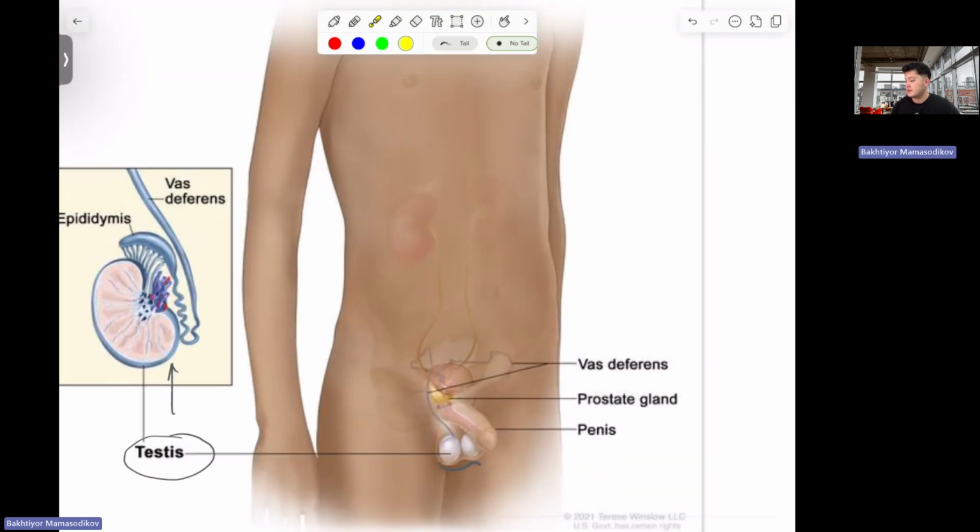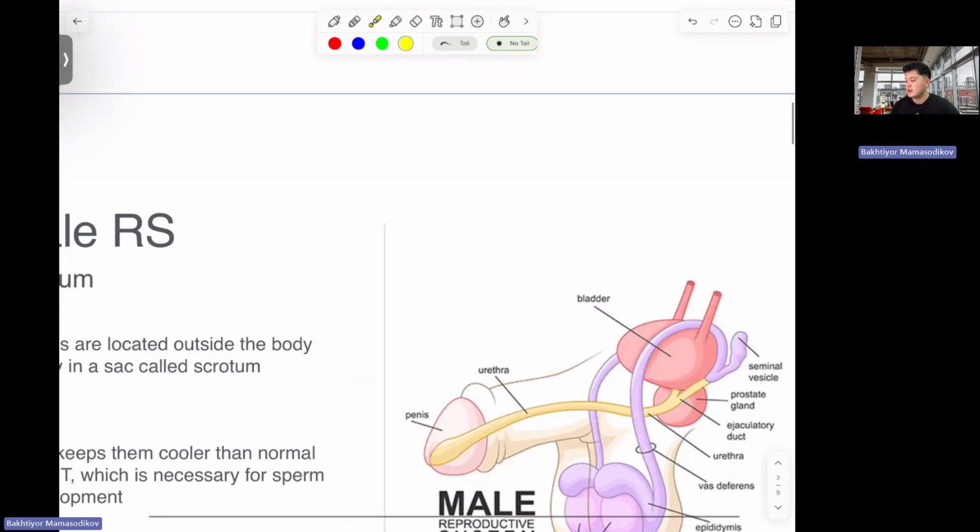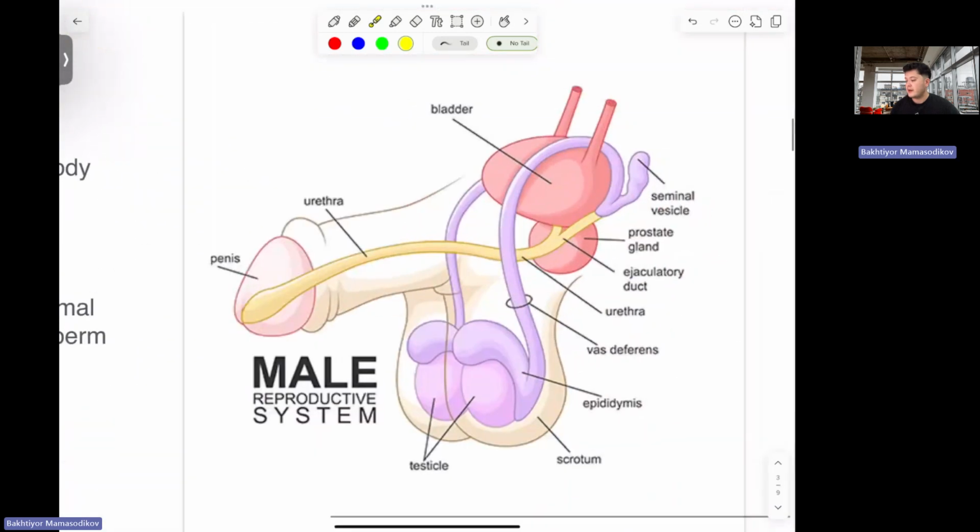This is the testis, this is the penis, this is the prostate gland, and this is the urinary bladder. As you can see, in both parts there are vast differences. We will learn what this is very soon. This is the penis, as you can see here. This is the urethra, which is coming from the urinary bladder. These are the pair of testes, testicles, we can also say.